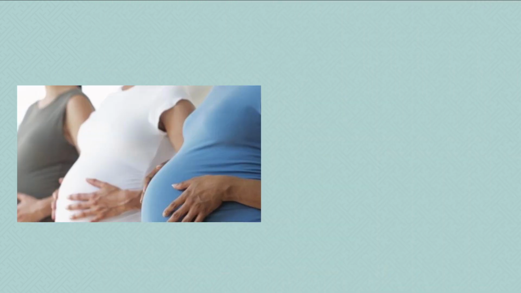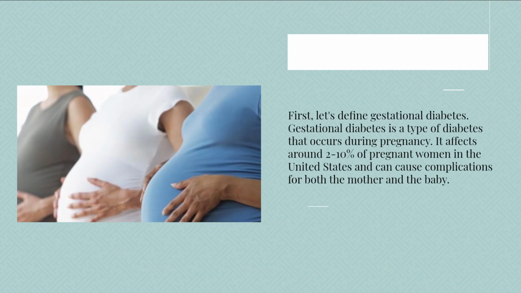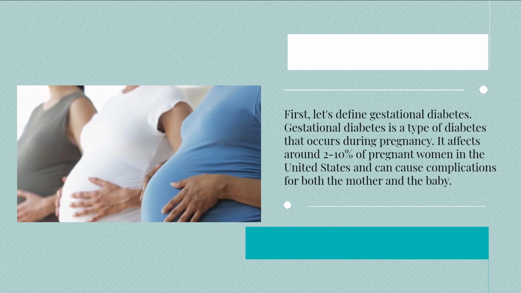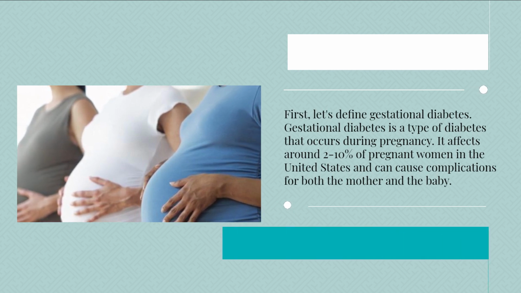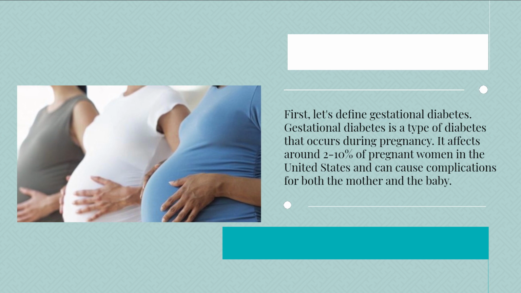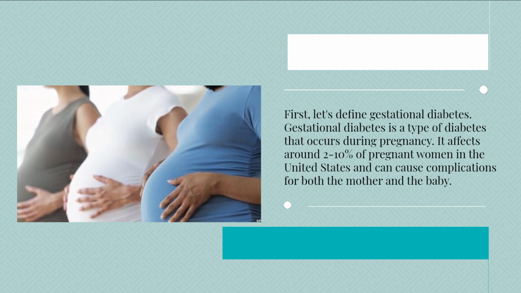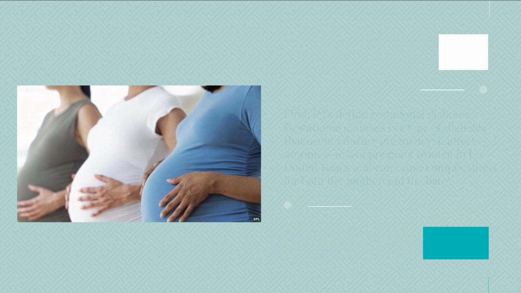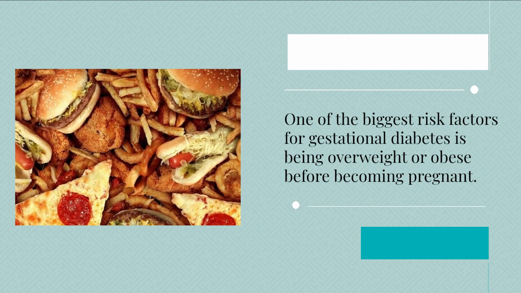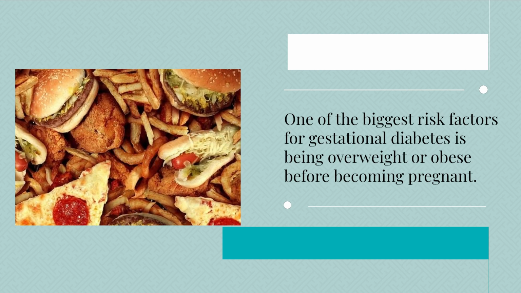First, let's define gestational diabetes. Gestational diabetes is a type of diabetes that occurs during pregnancy. It affects around 10% of pregnant women in the United States and can cause complications for both the mother and the baby. One of the biggest risk factors for gestational diabetes is being overweight or obese before becoming pregnant.